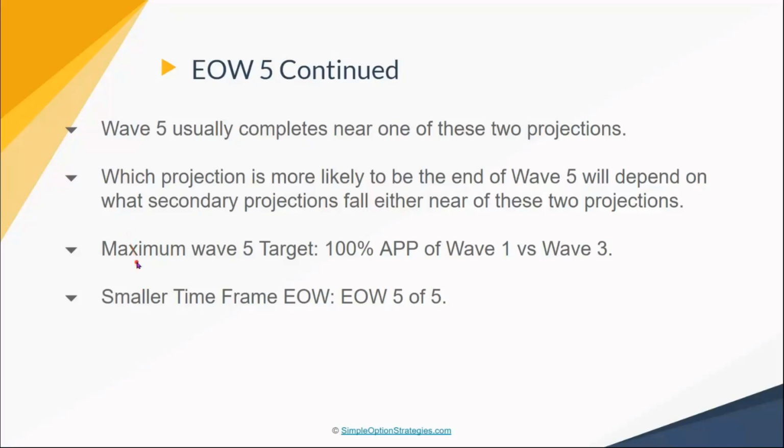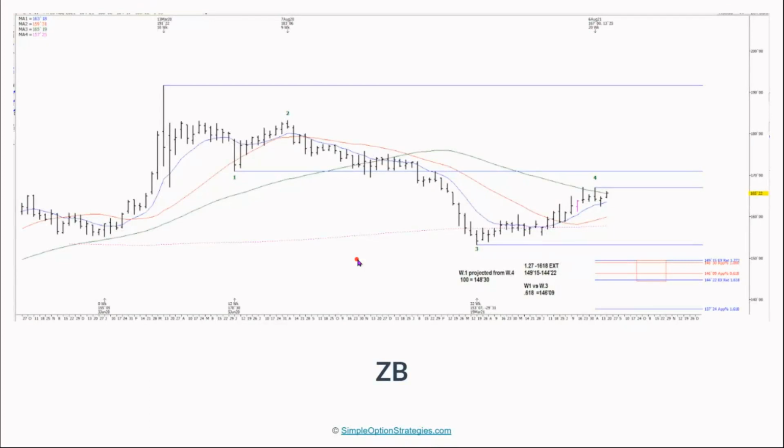I guess this is kind of contradicting myself. Wave 5 target: 100% of the ultimate price projection of wave 3. But like I say, wave 5 doesn't really have a maximum unless wave 3 is the shortest wave. And then wave 5 would come in equal to the length of wave 1. Smaller time frame, in the wave 5 of 5. That meant I was talking about the fractals within a wave 5. So let's see if I can make this more clear to you guys.